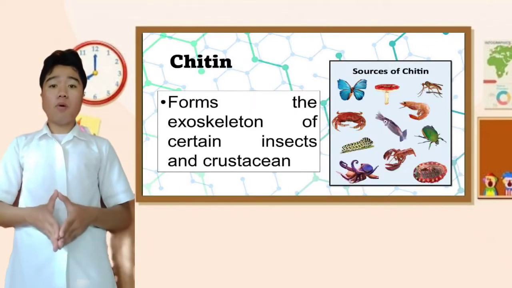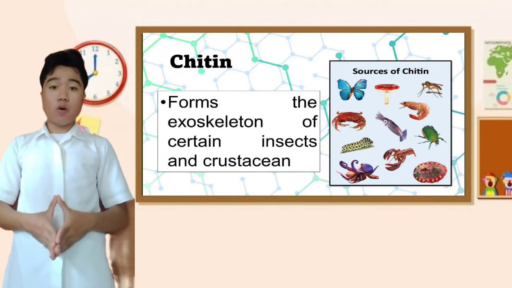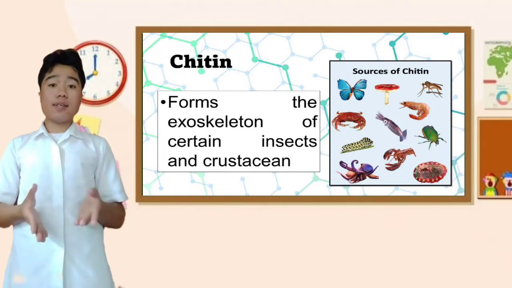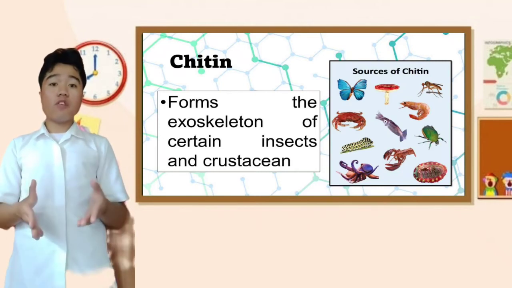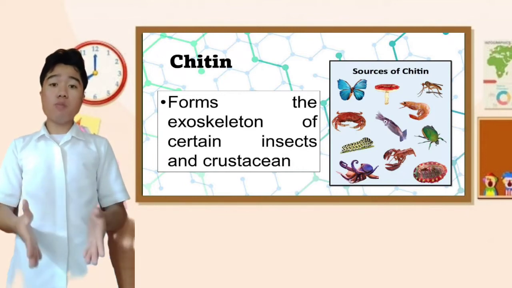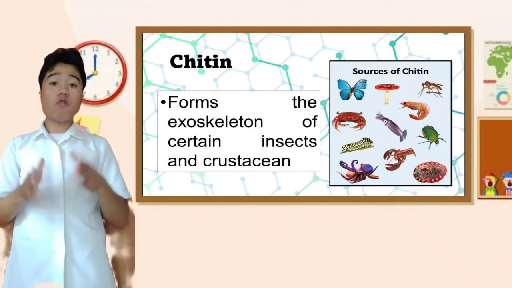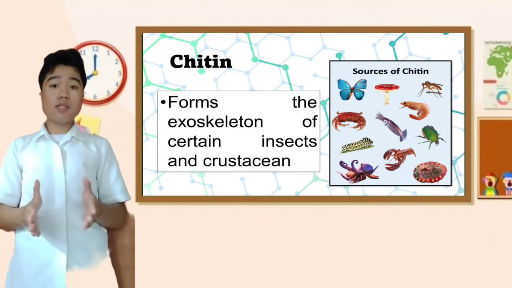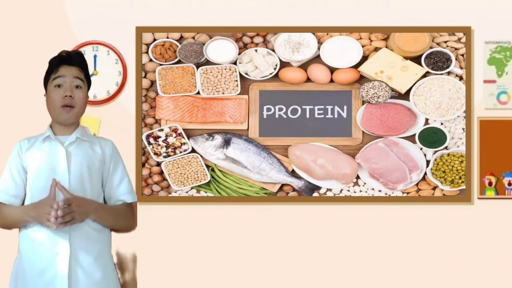Next, and the last example of polysaccharides, is what we call chitin. This sugar forms the exoskeleton of certain insects and crustaceans. Examples of insects are butterfly, mosquito, and many more. For the crustaceans, we have crabs, lobsters, and many more. So chitin is very important to form the exoskeleton of insects and crustaceans. Chitin is a polysaccharide. That's all for the carbohydrates.